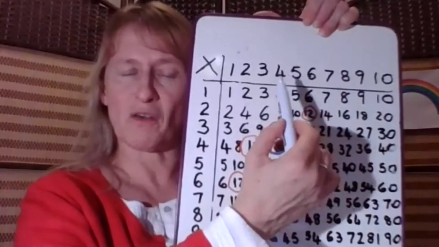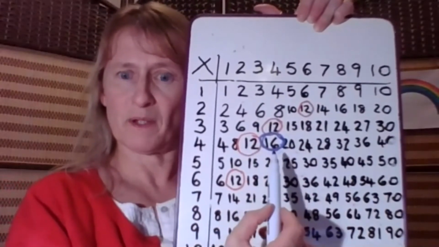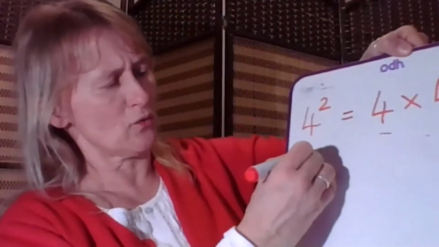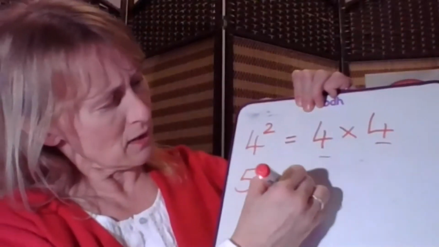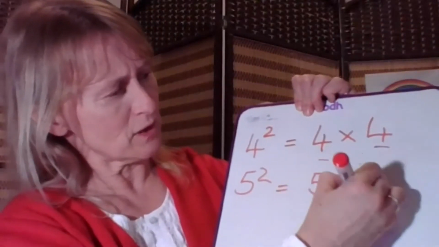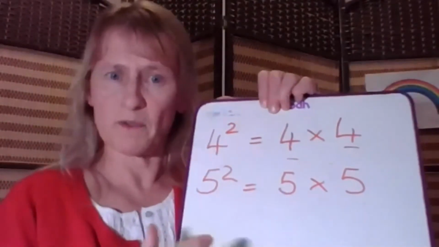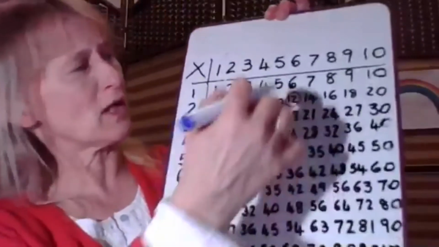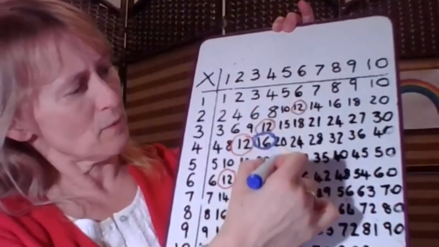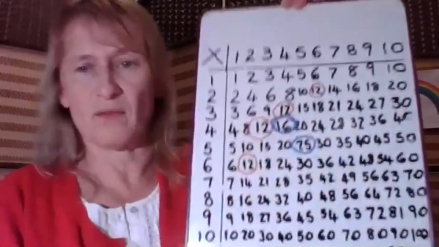So multiplication grid, 4 times 4 is 16. Okay, so another square. Let's do 5 squared. There we go. 5 squared is 5 times 5. Okay, 5 times 5 is, I'm sure you're screaming at the screen at me, 5 times 5 is 25.